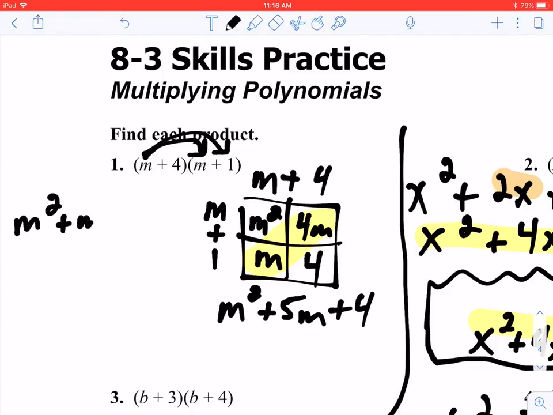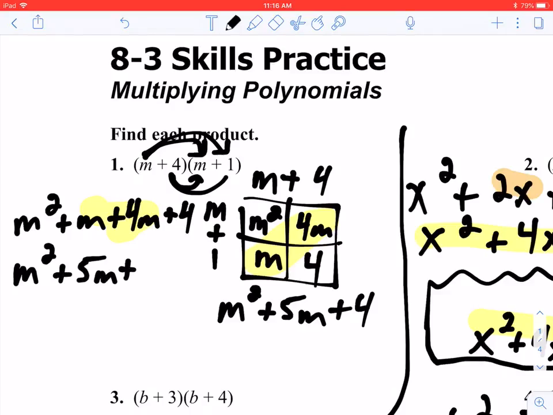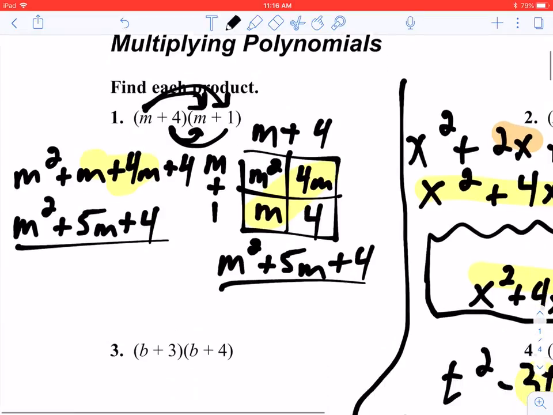m times 1, which is 1m, and then inside, 4 times m is 4m, and then last, 4 times 1 is 4. These two terms in the center are like terms, therefore they're going to get combined. m plus 4m is 5m plus 4. And you can see this matches that, so we did it correct.